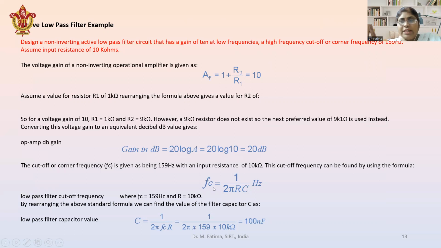Now the cutoff frequency formula is 1 by 2 pi RC. The cutoff frequency value is already given. This is 159 hertz and the value of resistance is also given as 10 kilo ohms. So here fc is given as 159 hertz and the value of R is 10 kilo ohm. So we can calculate the value of the capacitor here. Apply this formula and calculate the value of the capacitor. So this is coming equal to 100 nanofarad. So the value of resistance is 10 kilo ohm and the capacitor is 100 nanofarad.